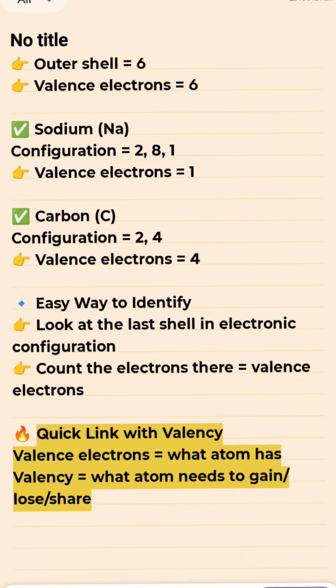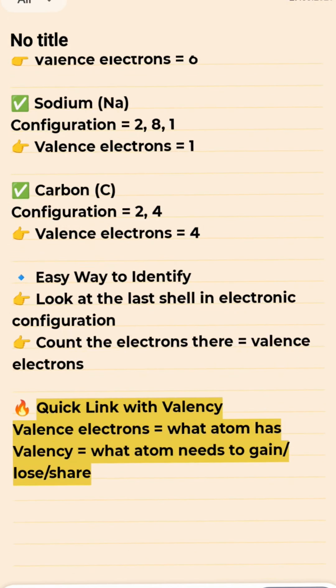Sodium, atomic number 11, K shell 2 electrons, L shell 8 electrons, M shell 1 electron. Valence electron means number of electrons in the outermost shell, M shell, 1. But valency is also 1. Why? Because in the outermost shell there is 1 electron which is less than 4, and if it loses that 1 electron, it gets octet configuration. Carbon, configuration 2, 4, valence electron is 4, valency is also 4.